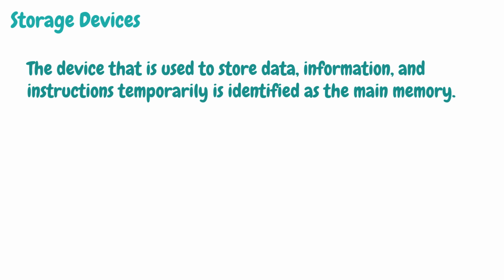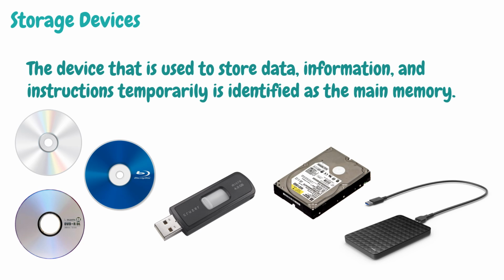Storage devices are used to store data, information and instruction for future use. Here are some examples of storage devices. Can you identify them? Good. CD, DVD, Blu-ray, pen drive. This is an internal hard drive which is installed inside the system unit. There are also external hard drives that can be connected to a PC using USB port.